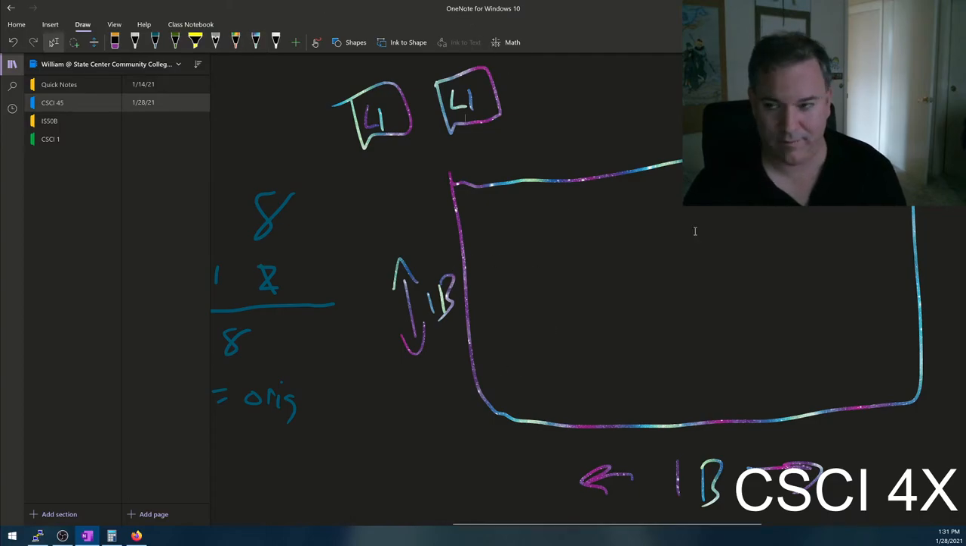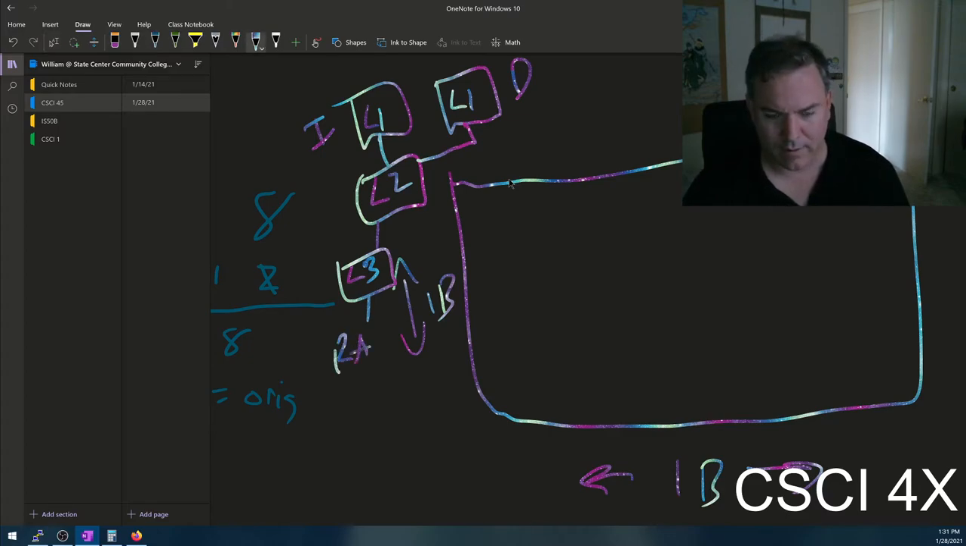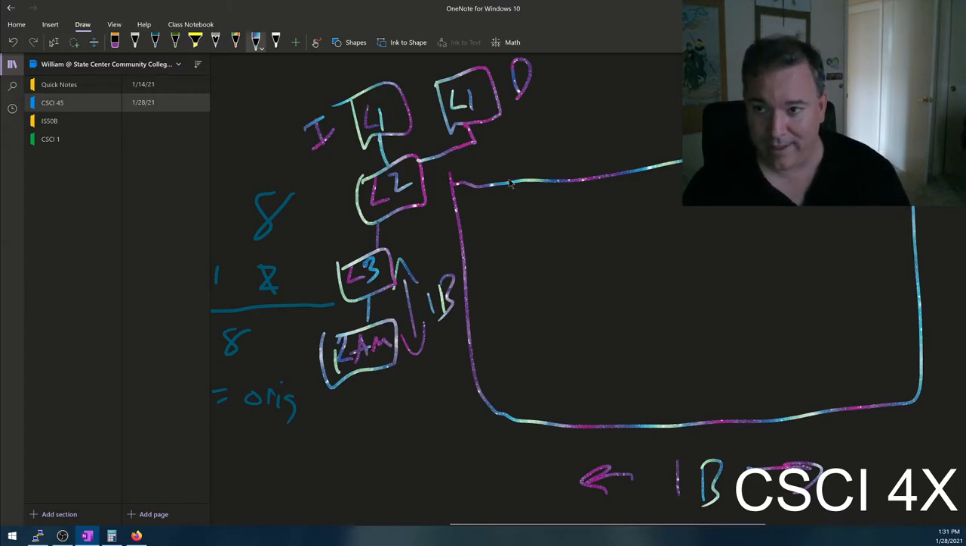which is that the L2 cache is shared, but the L1 cache is split. You have your instruction cache, you have your data cache. And then the L2 and the L3 are unified. It's called Princeton or von Neumann architecture. And then you have RAM, right? And so your I cache and your D cache are separate.